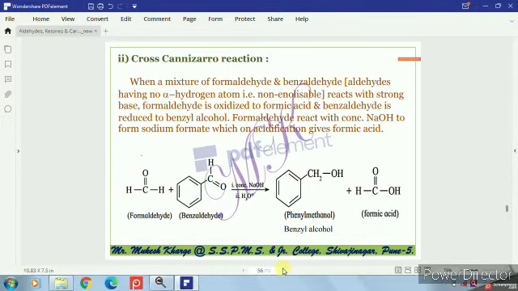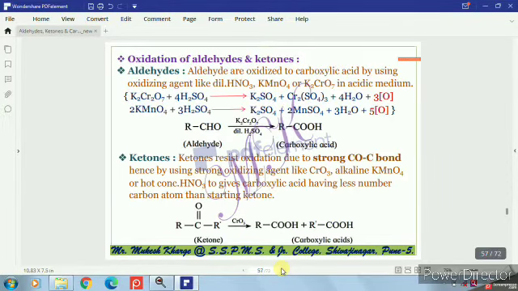So this is about the cross Cannizzaro reaction. Next one is oxidation of aldehydes and ketones. This reaction we already learned during the preparation of carboxylic acid. So aldehydes and ketones undergo oxidation to the corresponding carboxylic acid.